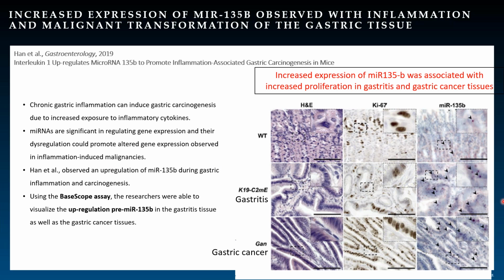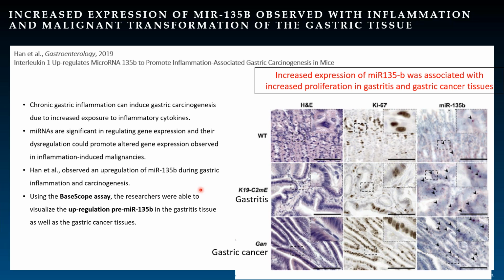Next is an example of how our assay can be used to detect short sequences, such as premature microRNAs. In this example, they are studying the role of microRNA 135 in cancer progression. Gastric cancer is known to arise from inflammatory gut tissue, so they're trying to establish the role of chronic gastritis in promoting gastric carcinogenesis.